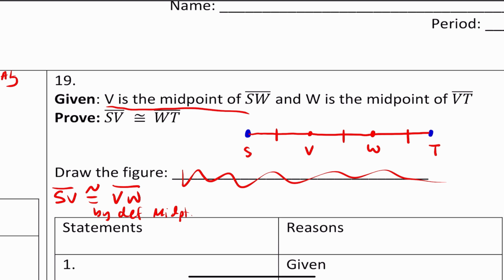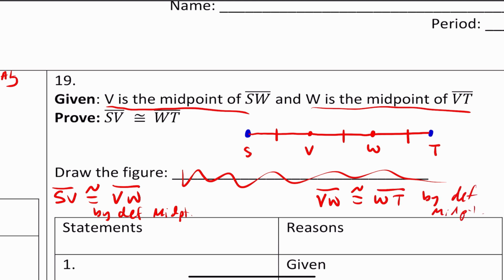Okay, so what was the result of that? Well, we said that W is the midpoint to segment VT. So by definition, oh, no, sorry. If we know that W is the midpoint of VT, then we can see that segment VW is congruent to segment WT by definition of midpoint. So that's going to be very, very helpful. Okay?